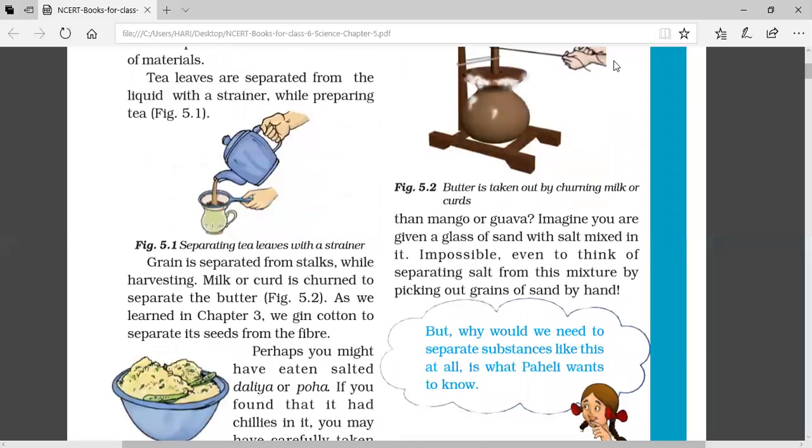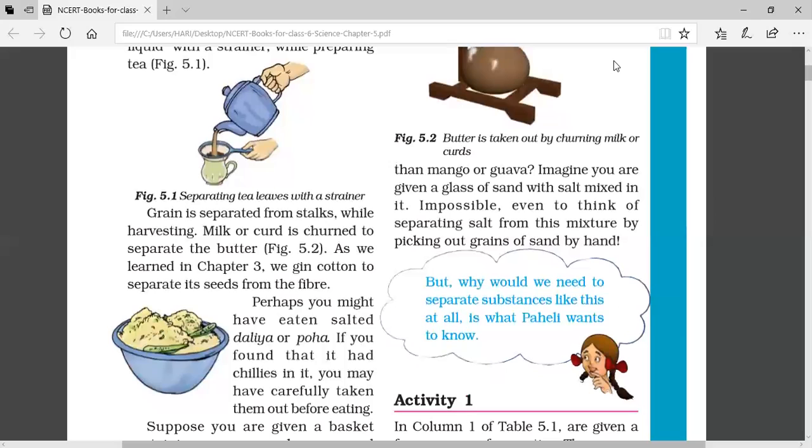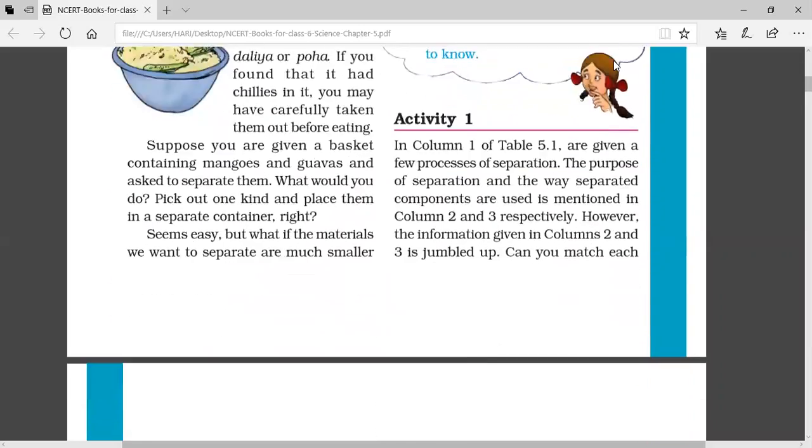Okay. Children, do you know how the grains and the pulses are separated from the stalk? Are they separated by hand picking like mangoes or guavas? No. Here we cannot use the hand picking method. Hand picking is used where the components are slightly larger in size and their amount is less. Grains and pulses are smaller in size and much larger in amount. So they cannot be separated by hand picking.